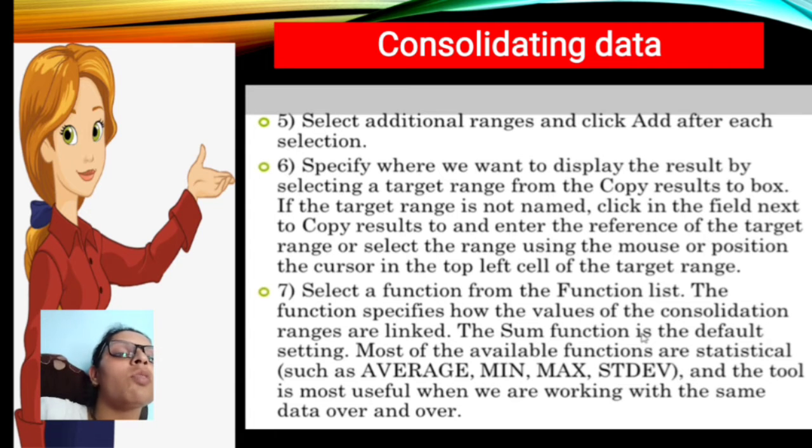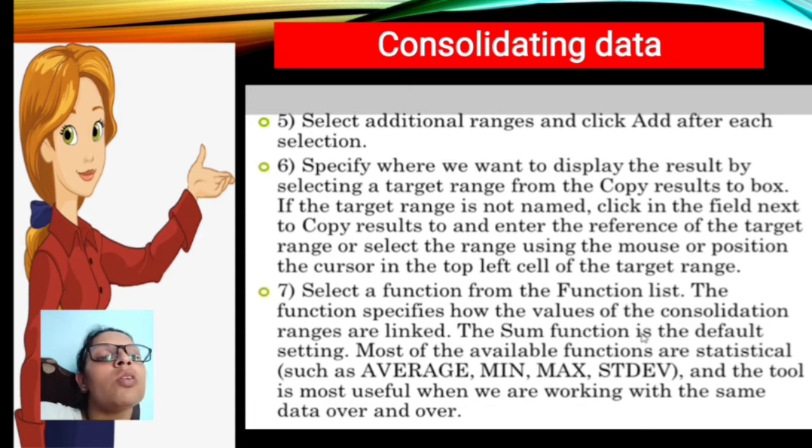Specify where you want to display the result. Specify where you want to enter your result. Selecting the target range means which range you want to consolidate. First select the range and copy the result to box. If the target range is not named, click the field next to Copy results to enter the reference of the target range, or select the range using the Name Box. Position the cursor in the top left cell of the target range.